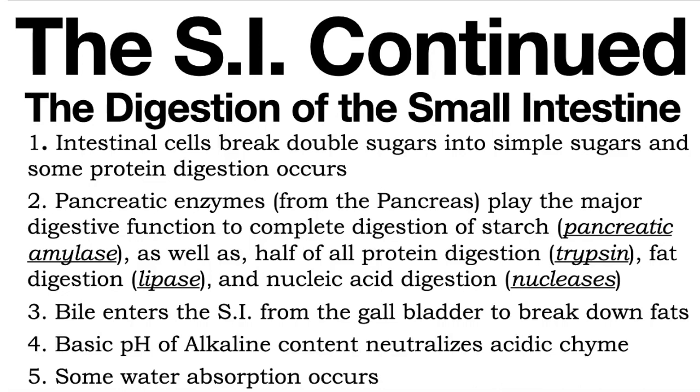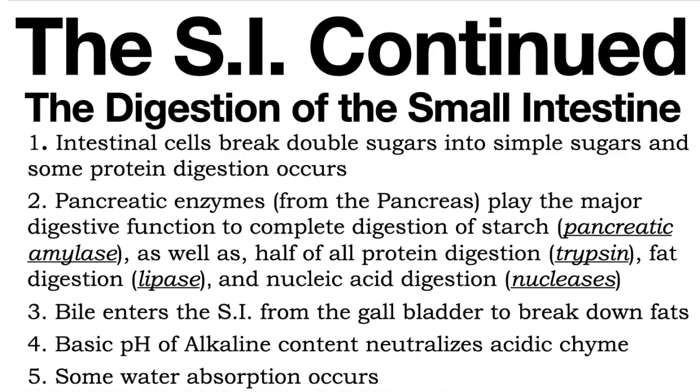We have the pancreas secreting enzymes. These pancreatic enzymes are going to break down starch as well as protein. So we have pancreatic amylase, an enzyme to break down sugar. We have trypsin, which is an enzyme to break down protein. And then we have lipase, an enzyme to break down fat or lipids. And then we also have nucleases, which break down the nucleic acids, which is your DNA and RNA.